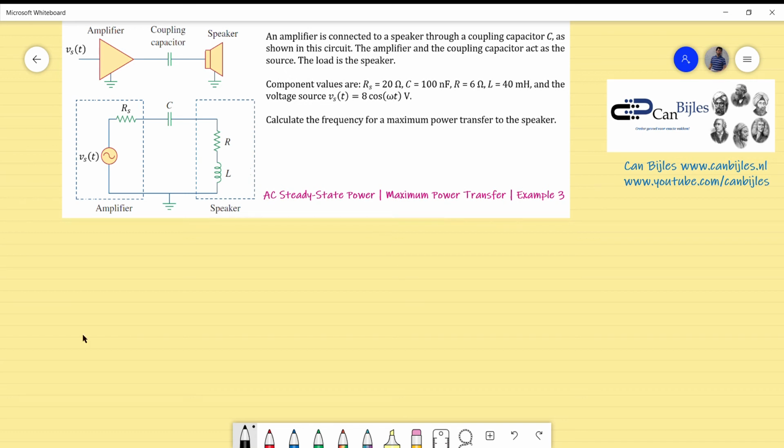Hi everyone and welcome to this new video about AC steady-state analysis, and we continue with the maximum power transfer examples. This is our example number 3.